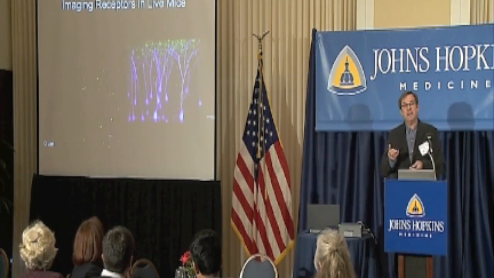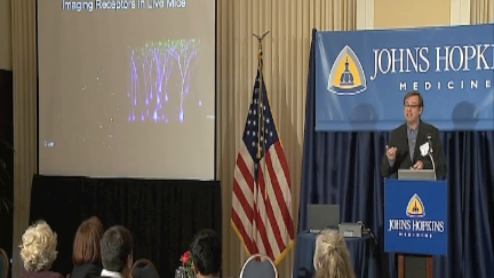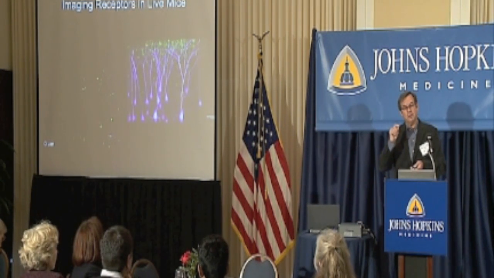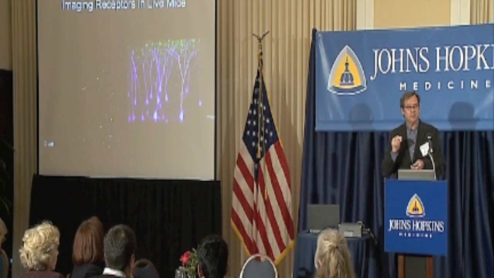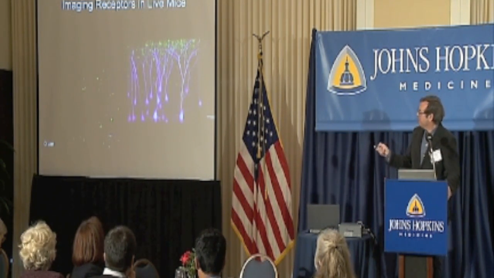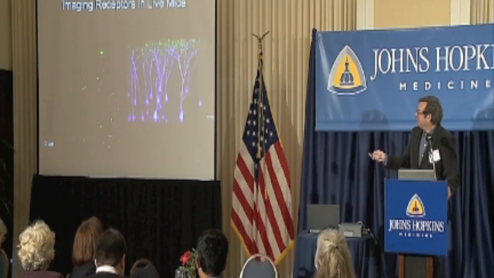So what we do is we generate mice that are expressing fluorescent receptors. These receptors that we study are genetically encoded with what's called GFP. Many of you may have heard of this protein. It's a green fluorescent protein. And we can image the receptor using this microscope.